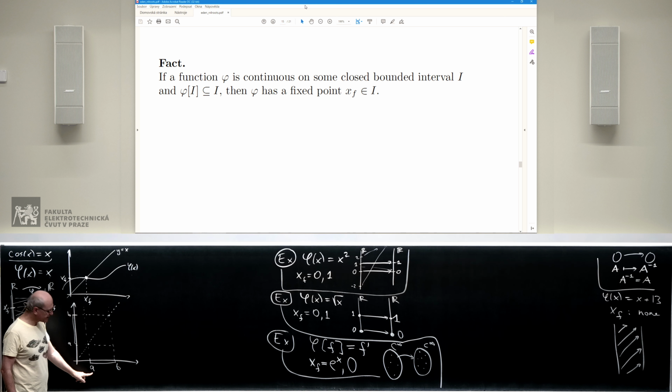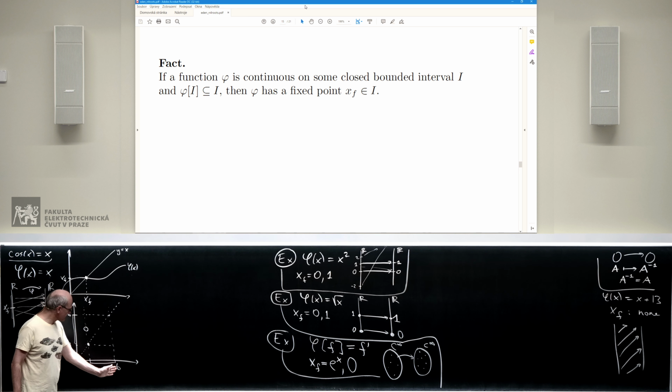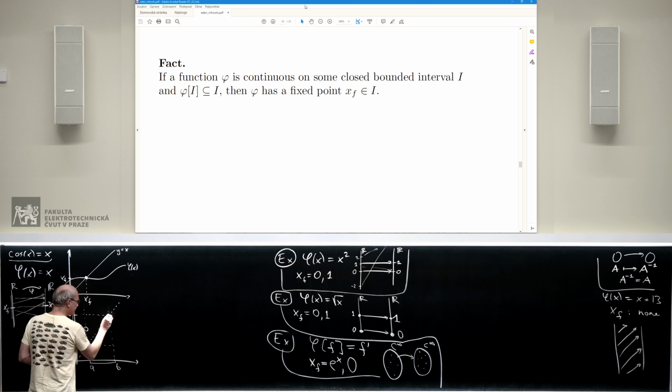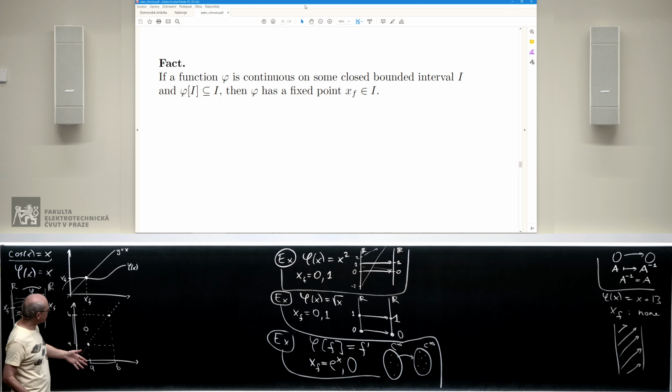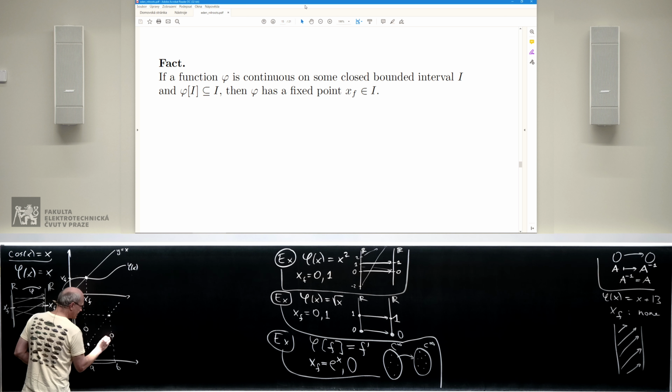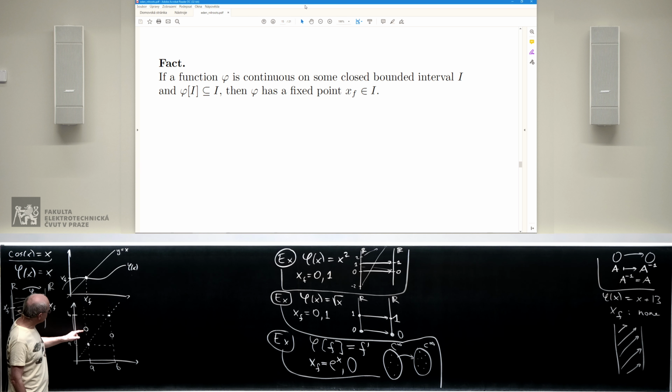Well, let's have a look at the value at a. The value at a could be, again, a, and we have our fixed point. Or it may be something larger. So the value may be, let's say, somewhere over here. How about the value at b? It could be b again, and we have our fixed point. Or there is no other way, it has to be lower, let's say here. Now, if you have a continuous function which is passing from here to here, then whether it wants to or not, sooner or later it must cross the diagonal. And you have your fixed point. There you go.